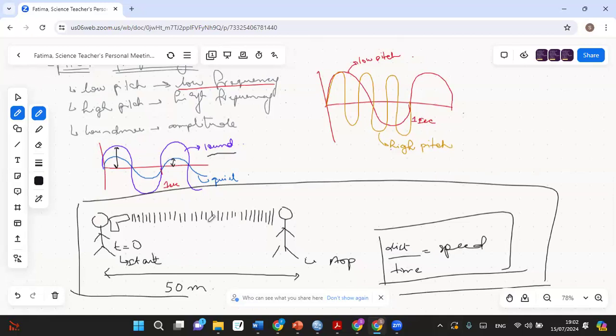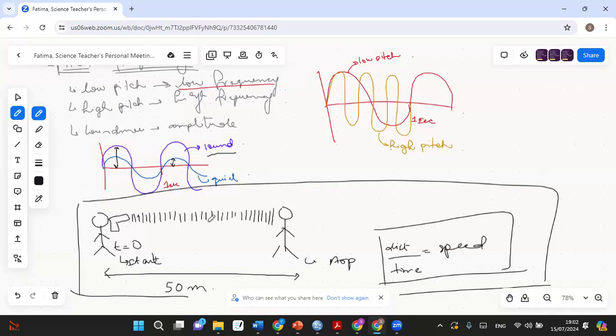Okay, perfect. Now, the last thing that I have to tell you is, remember one more thing. Sound requires a medium to travel. What do I mean by medium? There should be some kind of particles present. Why? Because for sound waves, for longitudinal waves, I need particles.